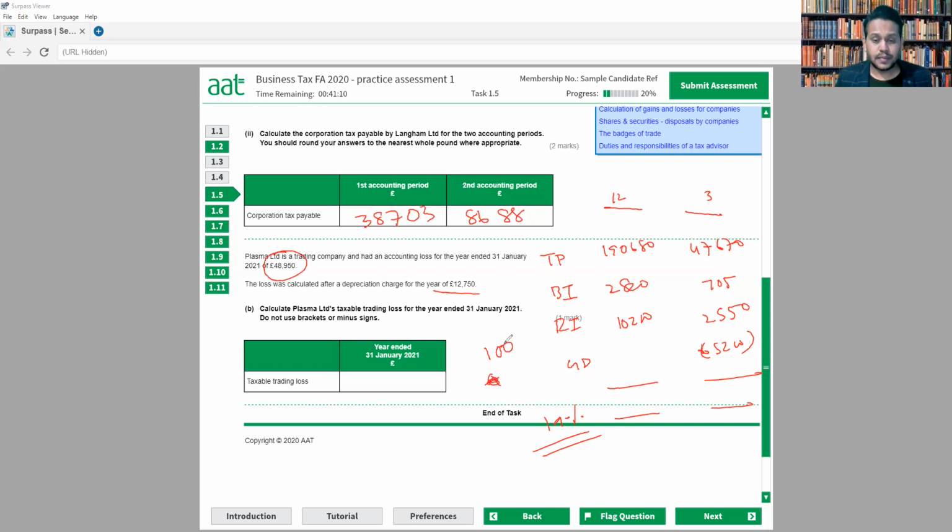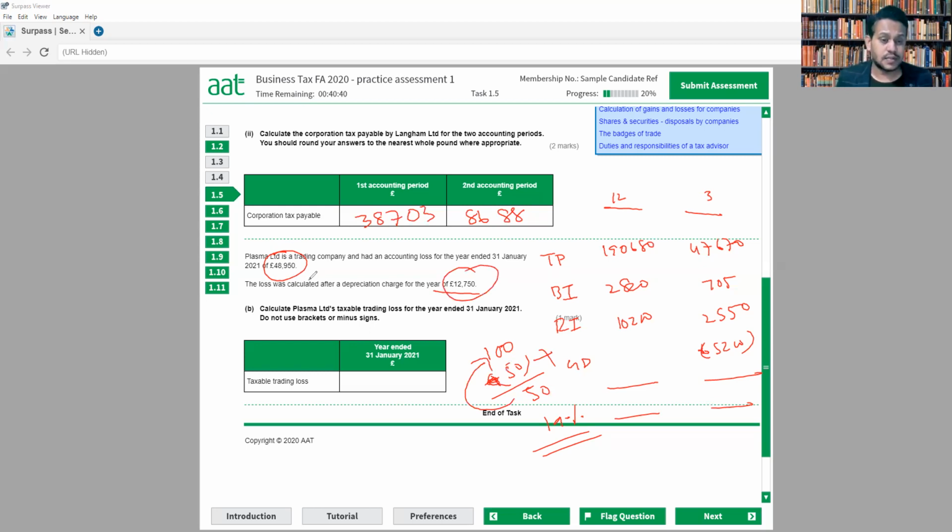So for example, if I said my trading profit is 100 and my depreciation is 50 and my profit is 50, actually your profit is not 50. You have to go back to 100 because depreciation you have to add back. So now you're saying your loss is 48,950, but actually your loss is not 48,950 because you deducted the depreciation, and depreciation you are not allowed to deduct for tax purposes. So you have to add it back. So we have to reduce our loss.